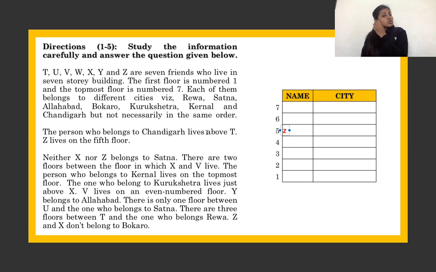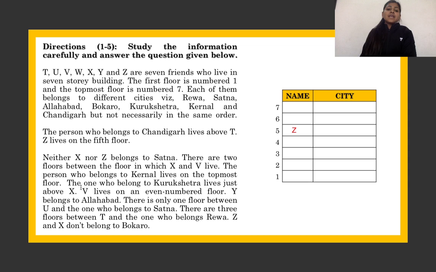Next, the person who belongs to Chandigarh lives above T. We can't put it in the table right now because we don't know where Chandigarh or T will be, but we know that Chandigarh is above T. So you can write it down outside the table as a visual clue. But it's not said Chandigarh is just above T. There is no word like just above or immediately above. So Chandigarh can be one floor above T, two floors, three floors, five floors, anything. Chandigarh can be anywhere above T. So just put dot dot dot in between Chandigarh and T to indicate that.